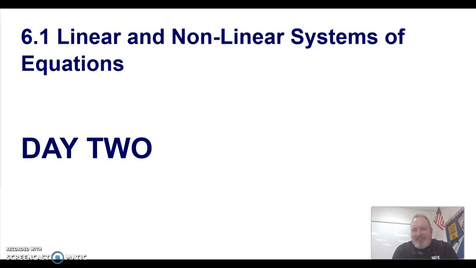Today we're going to talk about section 6.1, linear and nonlinear systems of equations. Yesterday we focused on substitution, elimination, and so forth. Today we're going to focus on the graphing portion of that. So without further delay, we'll get kicking here. It's only about 6 slides, so we'll go pretty quick.